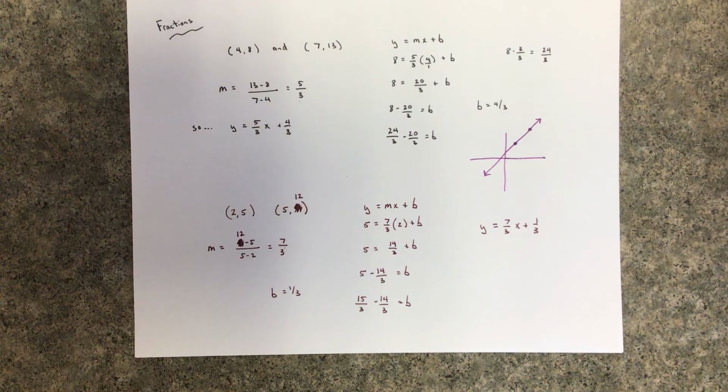Okay, hopefully this helps you on some of the questions that don't work out perfect. Again, if you get a fraction, that doesn't mean you did it wrong. It's okay to get a fractional slope and a fractional b value.